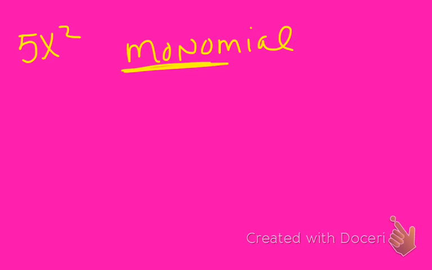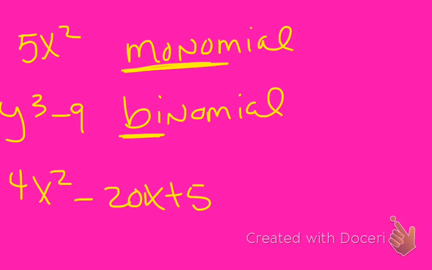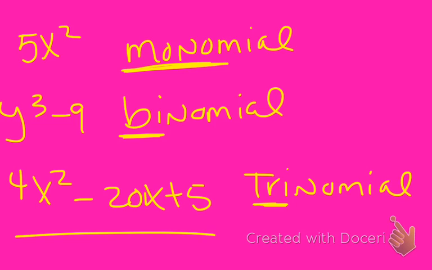Okay. So if I have two terms, y to the third minus 9, this is a binomial. The prefix bi, meaning like a bicycle has two wheels. And so we have three terms, 4x to the second minus 20x plus 5. This is a trinomial because it's three terms. Tricycle, trinomial, triangle. We have lots of those with three terms, okay?